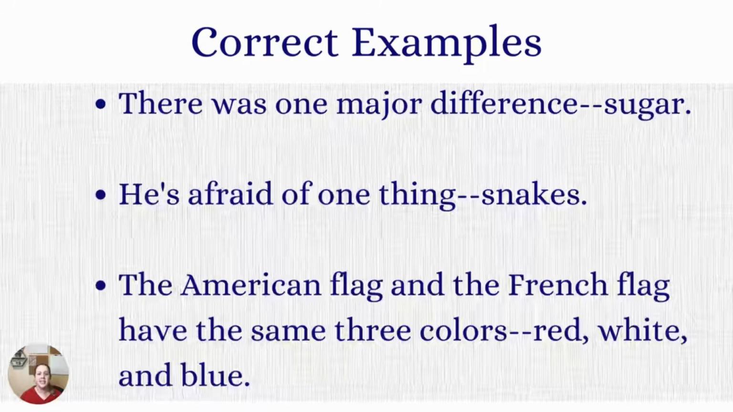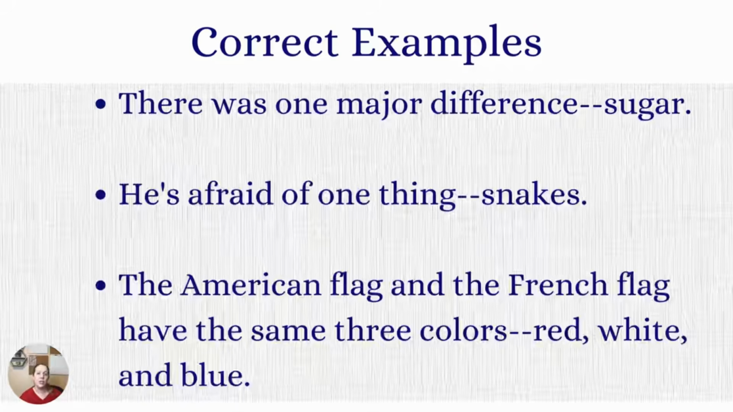Here are some sentences that are written correctly. It says, "There was one major difference—sugar." There was one major difference is a complete sentence. Now we're going to highlight what that difference is. In this case, it's sugar. Therefore, we have it after the dash. So it follows the rules. Complete sentence before it, and then what comes after can be as simple as one word, but it has to relate to that main independent clause.